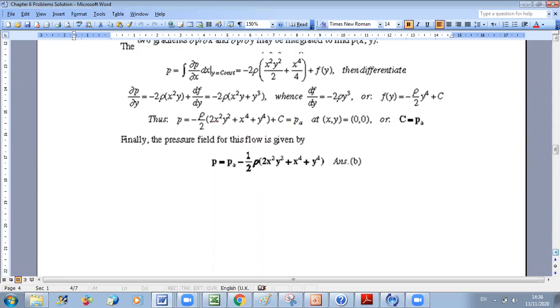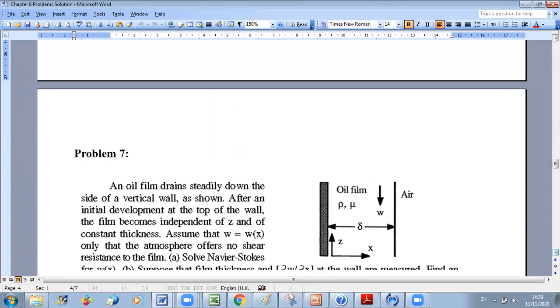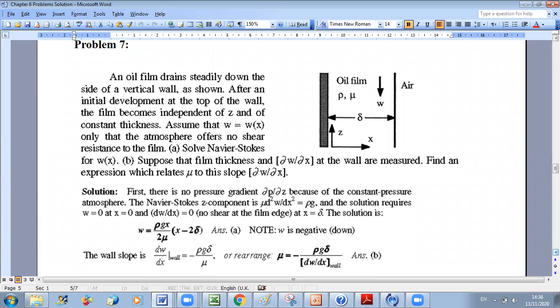Problem 7. An oil film drains steadily down the side of a vertical wall as shown. After an initial development at the top of the wall, the film becomes independent of Z and of constant thickness, assuming that W is equal to Wx only, and the atmosphere offers no shear resistance to the film. First, solve the Navier-Stokes equation for W as a function of x. And second, suppose that the film thickness at the wall is measured. Find an expression which relates mu to the slope del W by del x.